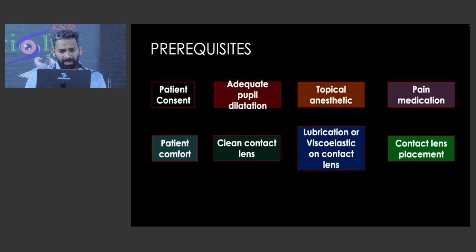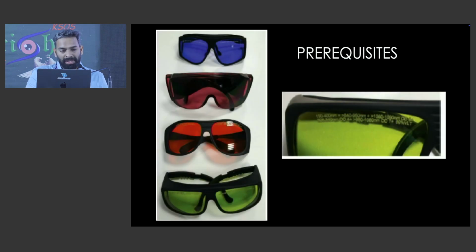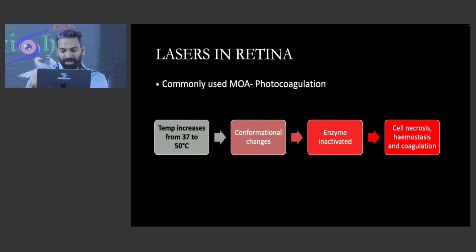So we'll go to the next thing. Prerequisites: consent, adequate dilation, topical anesthesia should be put, and pain medication to be taken. The patient should be comfortable. Clean the contact lens very well, and put lubricants like viscoelastic on the contact lens because we have to keep it in the eye, and then place the contact lens. The assistant should wear glasses which protect his or her eyes from the lasers.